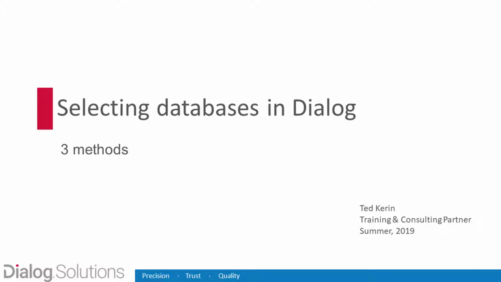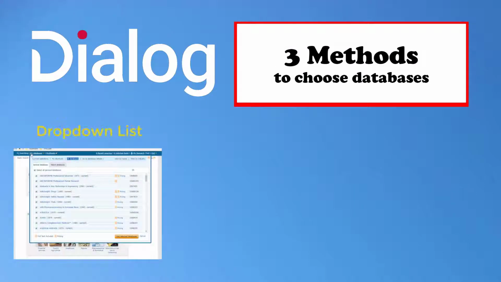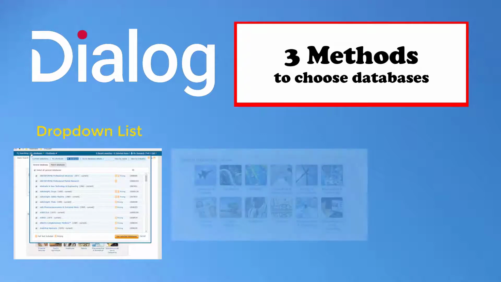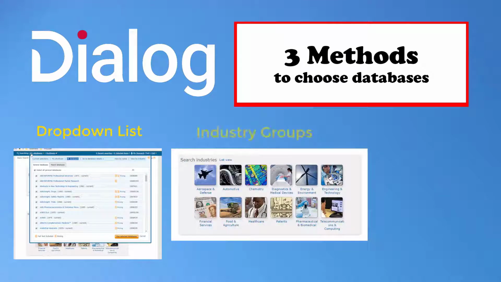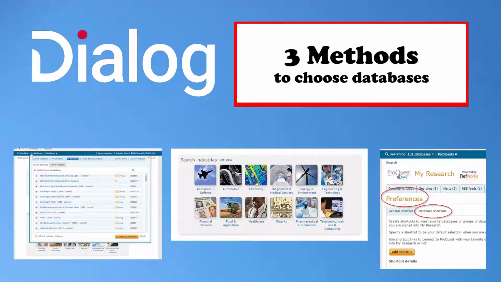So let's get started. You can use the drop-down list of all the databases and select the ones that you want to search in. Or you can use the icons for various industry groups to go into a pre-selected group of databases for your subject area, such as engineering or healthcare. Or you can create a custom shortcut that will let you easily go into any particular combination of databases that you've selected as your personal favorites, or databases that you'd like to go back to.